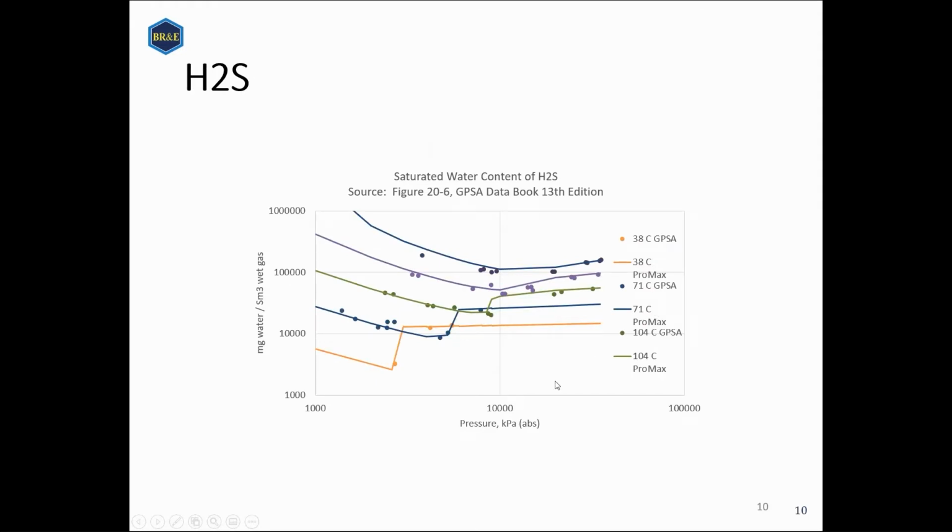And the same story with H2S over here. Dots are going to be GPSA, lines are going to be ProMax. And you can see that we come pretty close on all of that data. Just a little bit of verification to show that we should be predicting the right water dropout, and things like that.